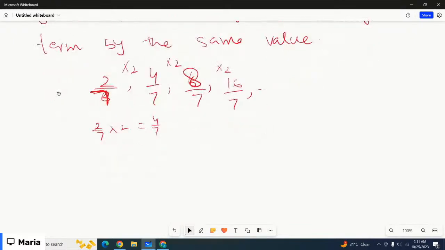For the next term, you multiplied 2 by 4 over 7. So you did 4 over 7 times 2. That would be 8 over 7, right? So for the next, you have 16 over 7. You have to multiply it by 2 over 1, right? So it would be 16 times 2 is 32 over 7. So the next term in the sequence is 32 over 7. Got it?